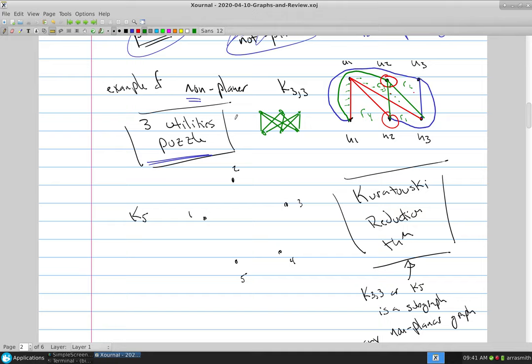Connect everybody. That's K33, normally. But this is an attempt to make it as planar as possible, but no matter what, you're always going to have a short circuit, and so this is non-planar.